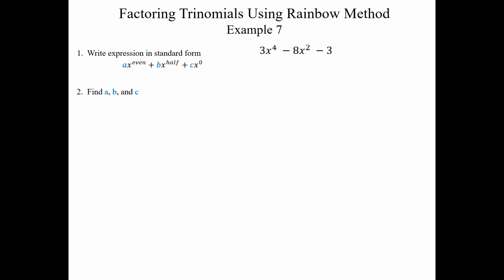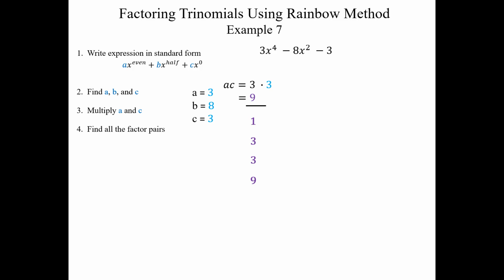Next step is always to find a, b, and c. A is a 3, b is 8, c is 3. Next, we need to multiply a times c. So a times c would be 3 times 3, which would give us 9. Now we need to find all the factor pairs for 9, starting with 1 times 9. And we'd have 3 times 3, and we found all the factor pairs.